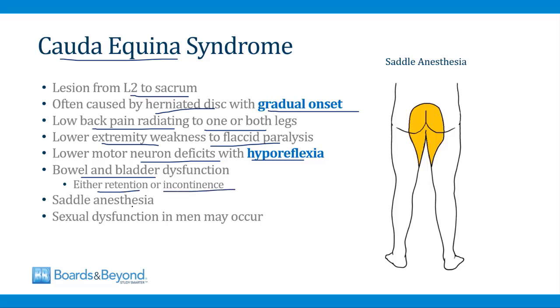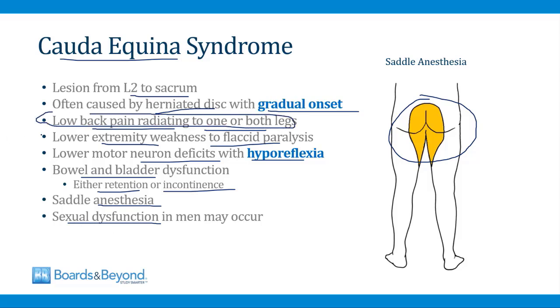Another classic finding is saddle anesthesia, which is loss of sensation around the area shown here on the slide. And then in men, you can also see sexual dysfunction. And so low back pain radiating to one or both legs is common, but these other symptoms here are rare, and these are all red flags that suggest a possible cauda equina syndrome. And as I said earlier, that's usually an indication for urgent evaluation and imaging.